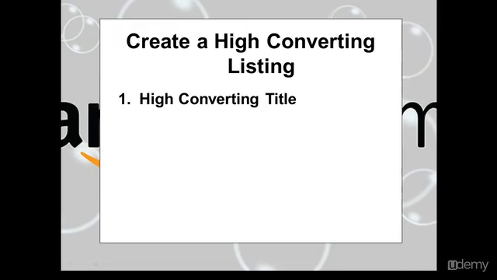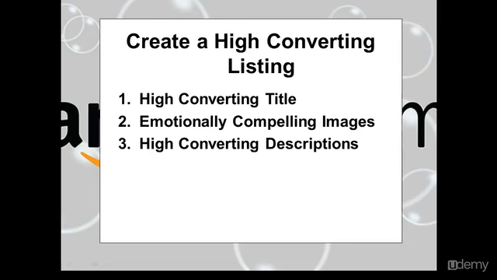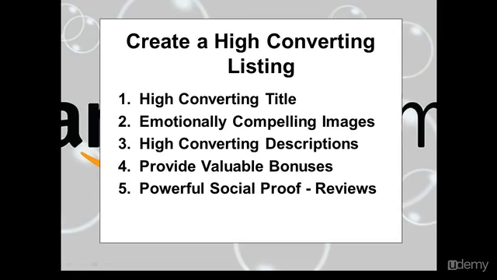We're going to talk about specifically a couple things. Number one, how to create the best converting title for your product. Number two, how to add emotionally compelling images that will motivate people to buy. Three, how to write the kind of high converting descriptions that motivate people to purchase products. Four, providing valuable bonuses to motivate them again to make that decision to buy from you. And then how to provide a lot of social proof in the form of reviews, so that the risk is minimized because they see all these other people who've gone before them who praise the product so much, and how to create that so that people will buy from you.